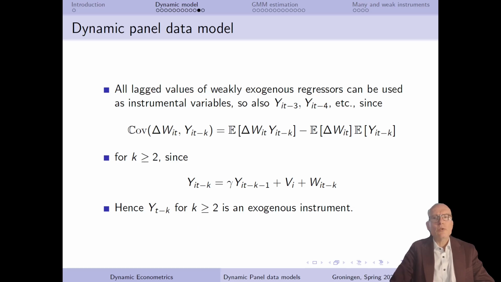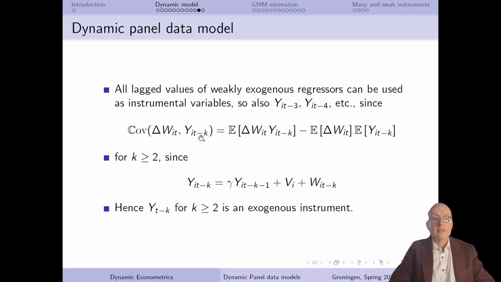However, it's not the only instrument that we can use in this respect. We can prove that all lagged values of weakly exogenous regressors can be used as instrumental variables. That means we can also use y_{it-3}, y_{it-4}, etc. For that we have to prove instrument exogeneity, that is, that the covariance between Δw_it, our error term, and y_{it-k} is zero, for k larger or equal to 2.